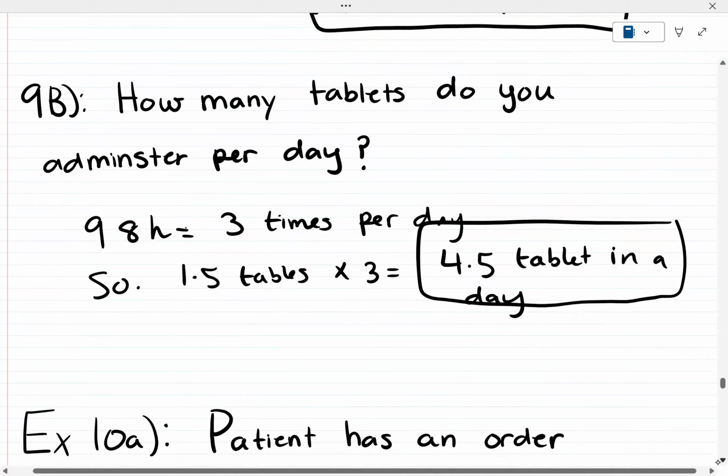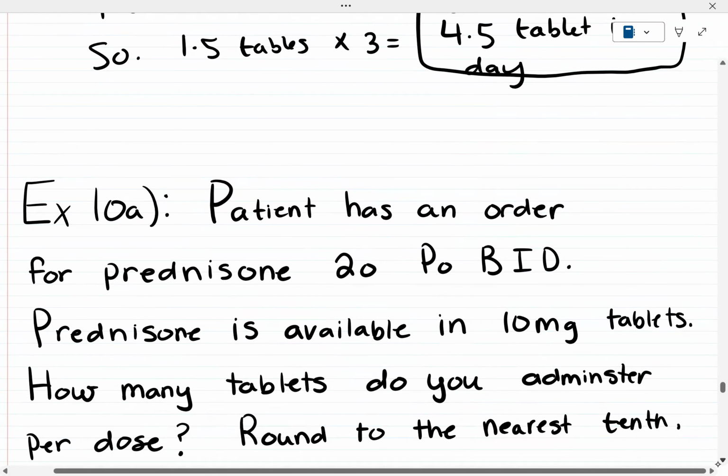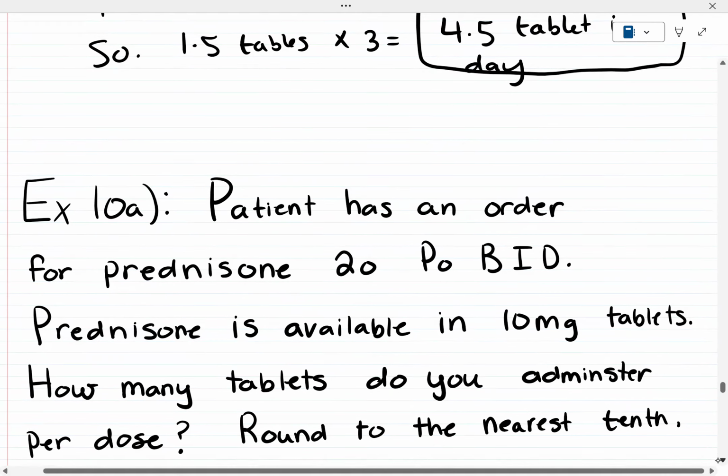Okay, let's move on to example 11. A patient has an order for prednisone 20 PO BID. Prednisone is available in 10 milligrams per tablet. So we are given, for one tablet, 10 mg. How many tablets do you administer per day, round to the nearest tenth?